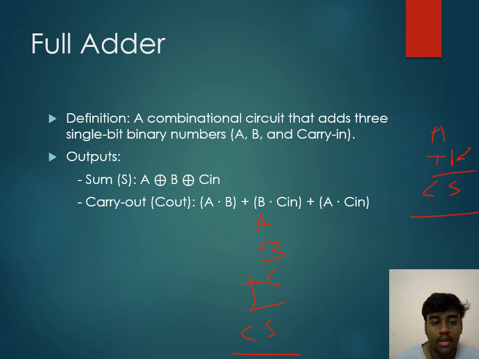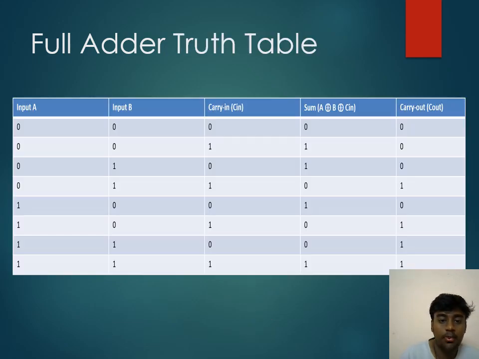Now the expression for sum would be A XOR B XOR C, and for carry it's AB plus BC plus CA. We'll discuss this in detail in the coming slide. Full adder truth table, I'll explain this in detail.